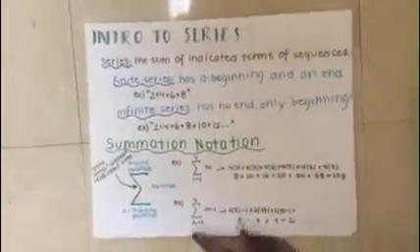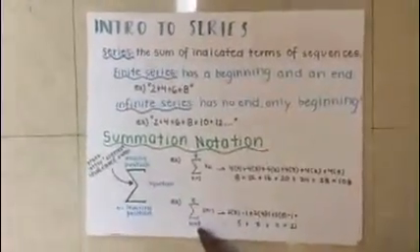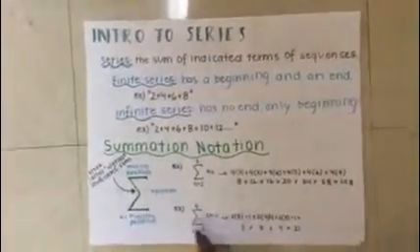And for the second example, it's the same thing. The starting position is n equals 3, so that's where we started here.